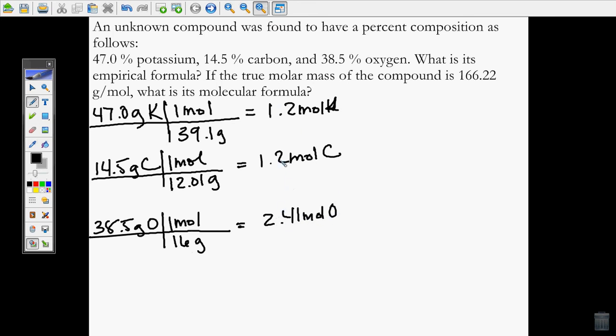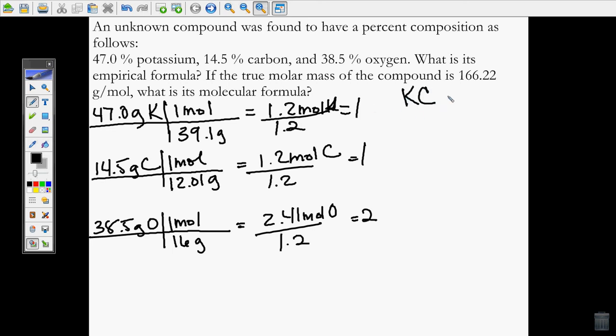Then I'm going to divide each of these by the smallest, which is 1.2, so this is 1, this is 1, and this is about 2. So my empirical formula is K, I have 1 of them, C, I have 1 of them, and O, I've got 2 of them. So this is my empirical formula.